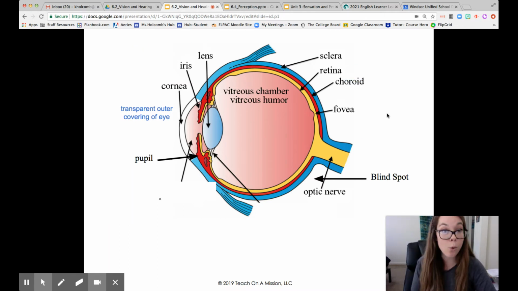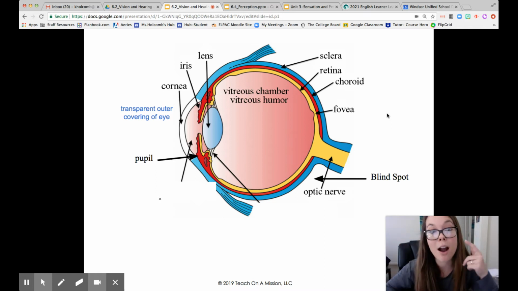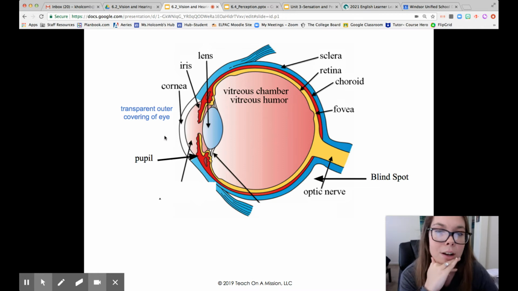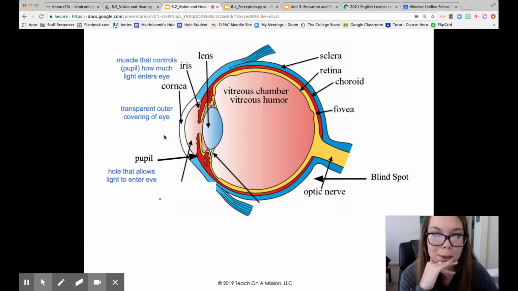So we have the cornea, which is the outer layer of our eye. If you've ever had a scratched cornea, it's because you can actually scratch your cornea. It's just the top layer of your eye, okay? So the cornea is the outer layer covering of your eye.